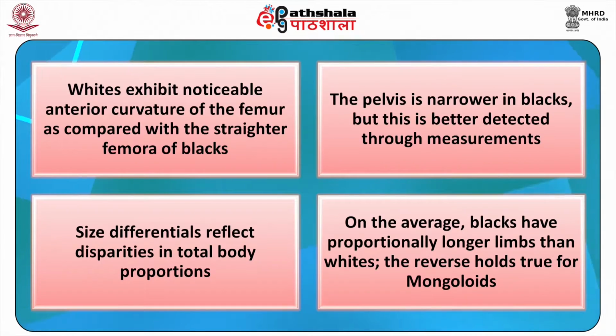Furthermore, the color of the bones themselves only reflects what the remains were exposed to since death. Although not as obvious, the racial differences can be found morphologically and metrically in many parts of the body. Whites exhibit noticeable anterior curvature of the femur as compared with the straighter femora of blacks. The pelvis is narrower in blacks, but this is better detected through measurements. Size differentials reflect disparities in total body proportions. On average, blacks have proportionally longer limbs than whites. The reverse holds true for the Mongoloid cases.